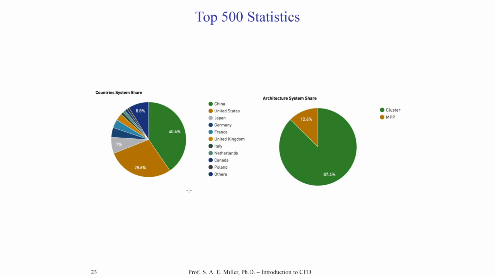This is just kind of fun. You can see in 2017, 40% of the top 500 computers were located in China, 28.6% in the United States, and then Japan, etc. So this has greatly changed since 2017, and I encourage you to check out that graph for fun.